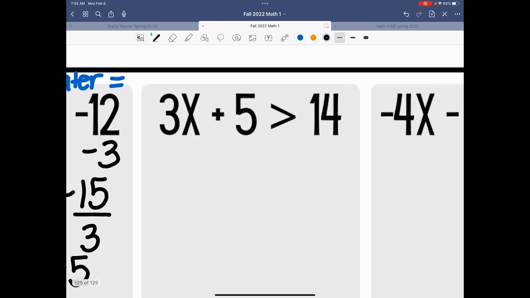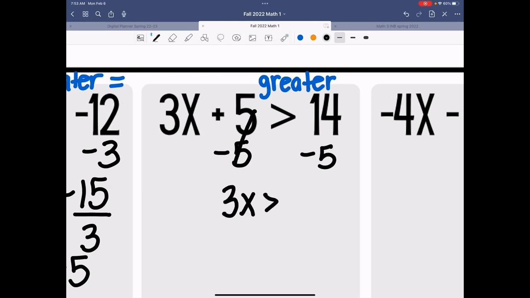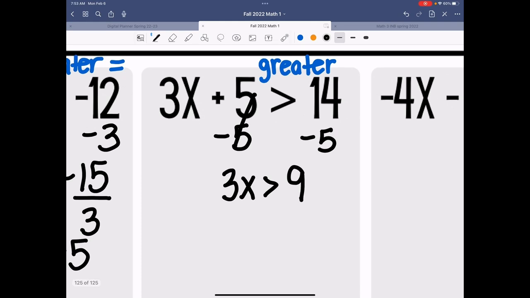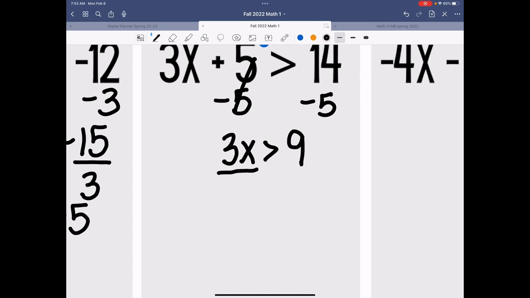All right, so for this one, this one is just greater than. So I'm going to subtract 5. So I have 3x is greater than 9. And I'm going to divide by 3. Now, 3 is positive, so I do not need to flip the sign. So x is going to be greater than 3.